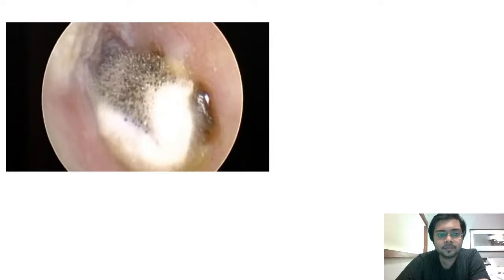So here what you can see is some black dots in the white debris. If I ask you the organism, this is most commonly Aspergillus, whether niger or fumigatus, or Candida. So mostly these three organisms cause otomycosis. Do you know the blackish colony that is formed here, the blackish balls that are seen here, is formed by whether niger or fumigatus? It is formed by niger. These black dots are specific for Aspergillus niger.